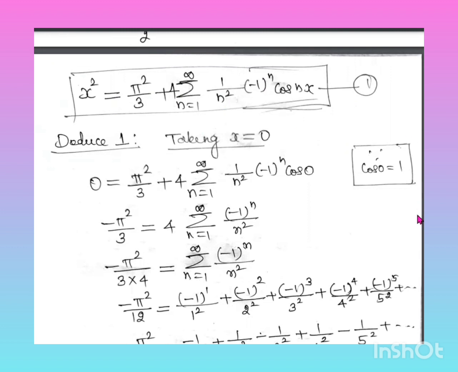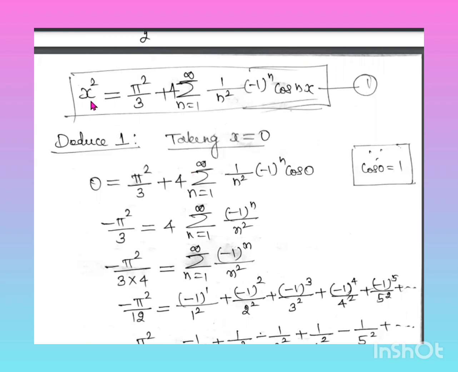Now we are going to deduce 3 series. Deduce 1 by taking x equal to 0. Why am I taking x equal to 0? Because cos 0 will become 1. That's why I am taking x equal to 0, or else I have to take x equal to pi. We cannot take x equal to pi by 2 because cos pi by 2 will become 0. So therefore, taking x equal to 0.